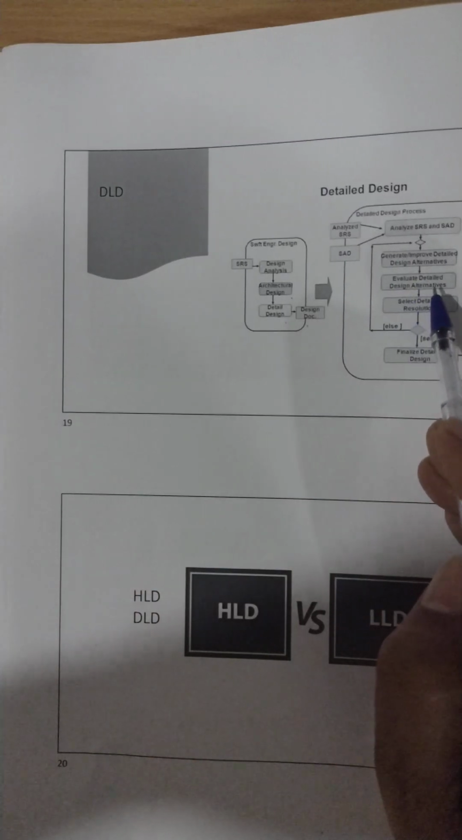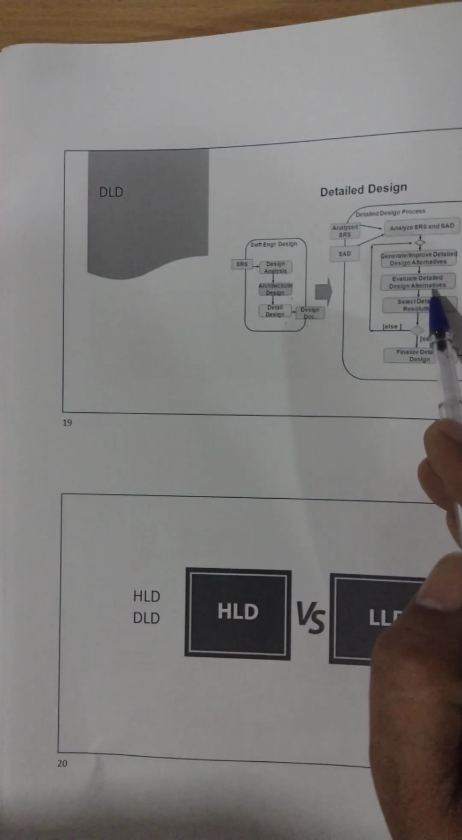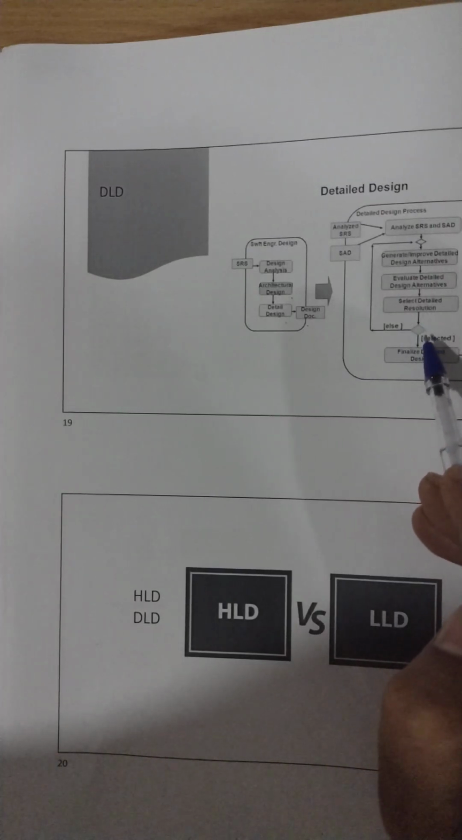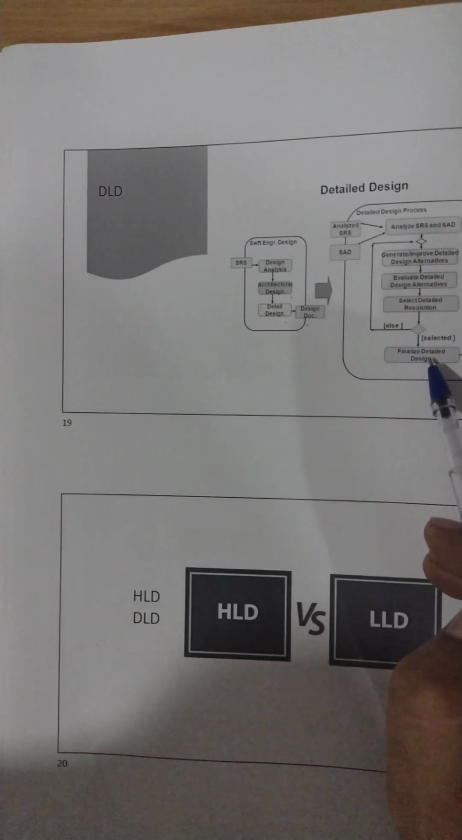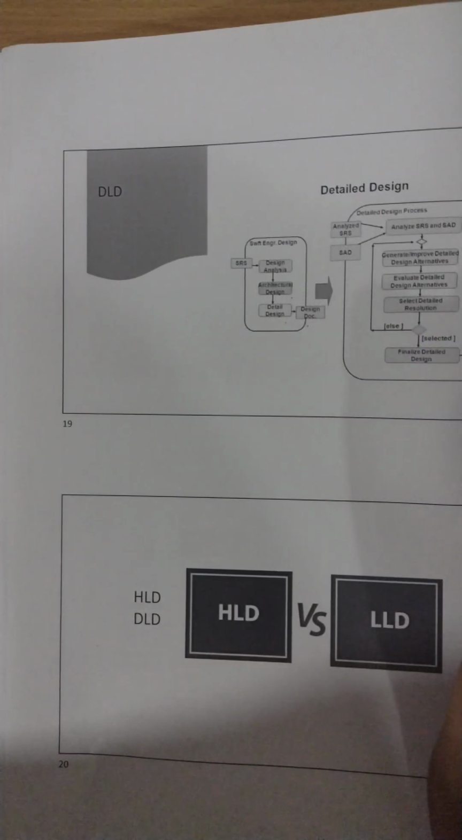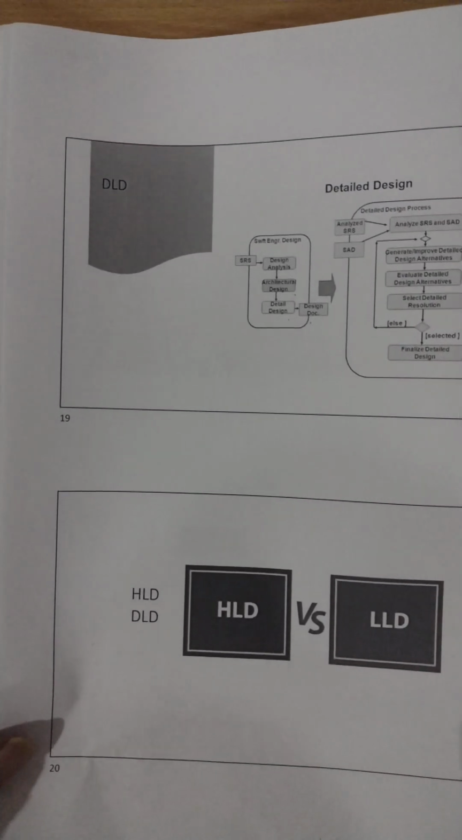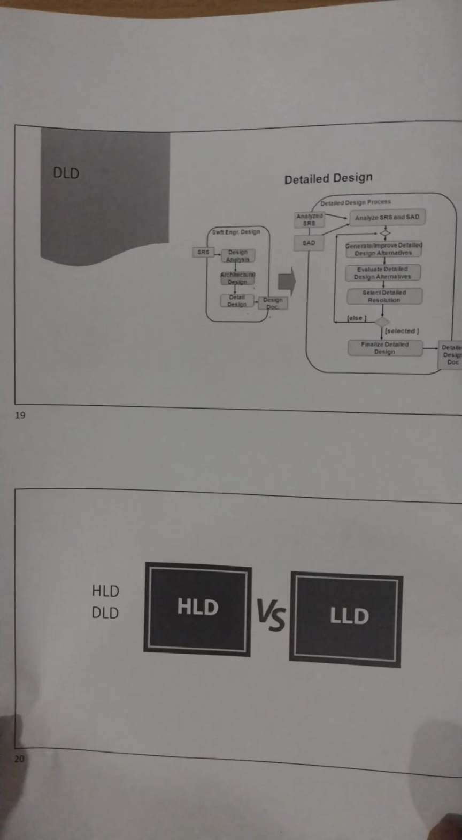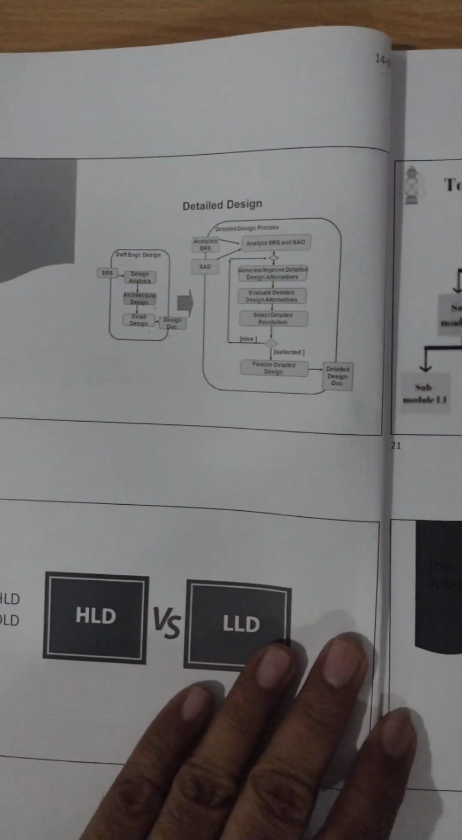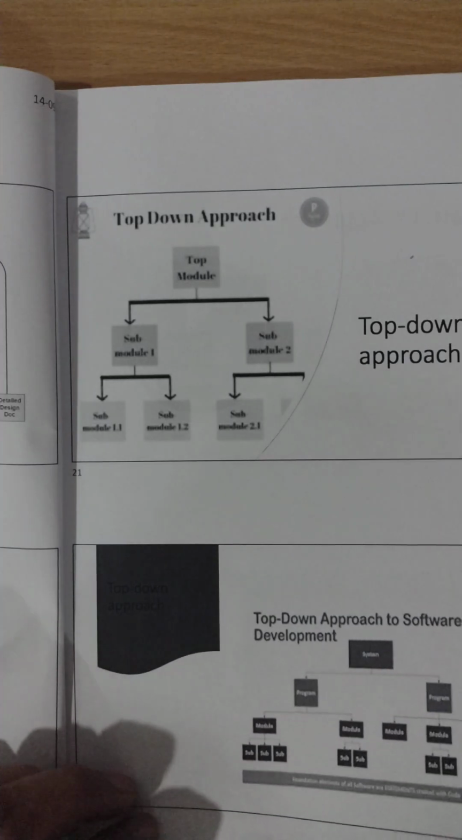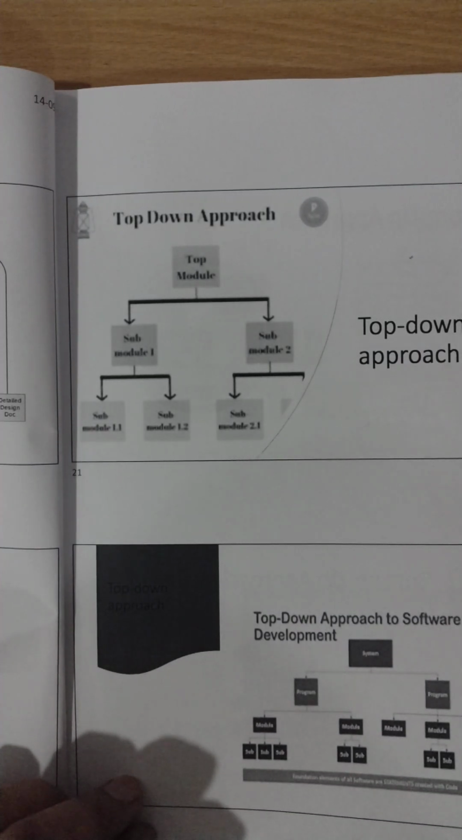detailed design architecture, you evaluate detailed design alternatives, select the final design, and then once the design is finalized you prepare the detailed design document called DLD, detailed level design. We call it lower level design also. And sometimes we follow the top down approach.